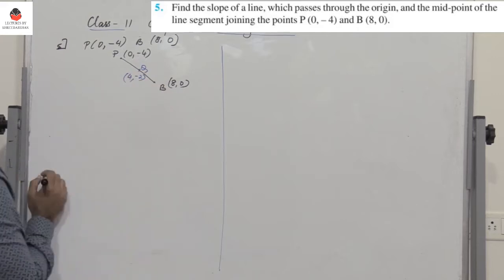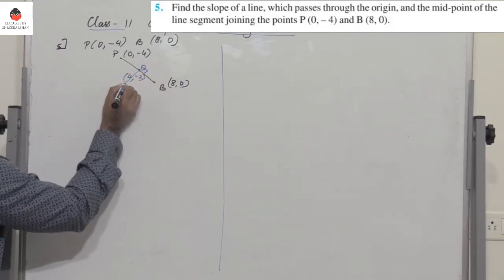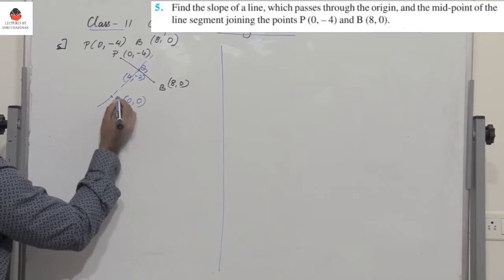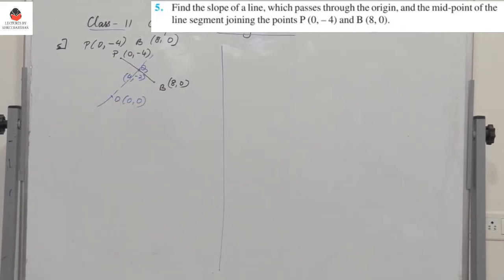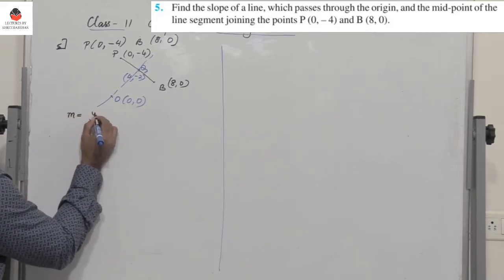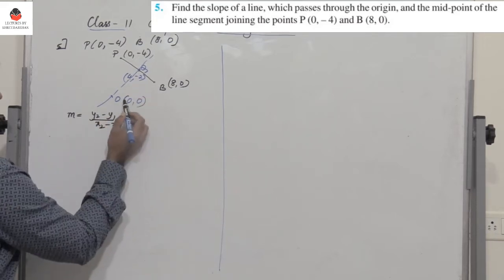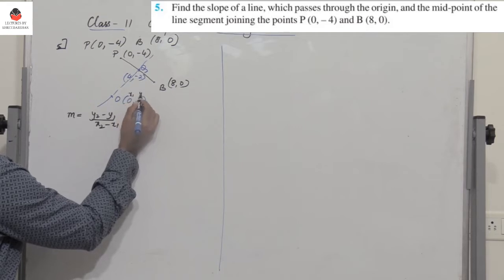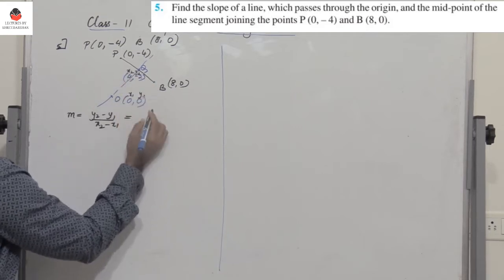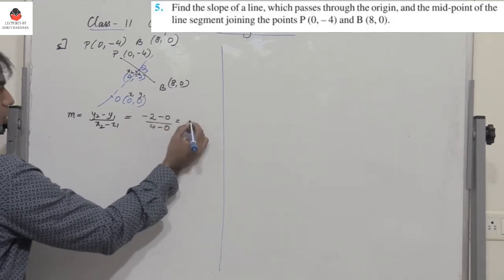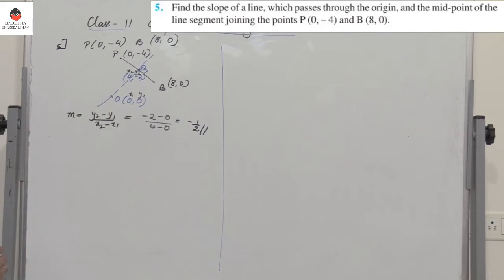So let this point be Q. And I have a line passing through Q and the origin O, 0 comma 0. So now I need to find the slope. So what is the slope? The slope M is nothing but y2 minus y1 divided by x2 minus x1. So here let this be x1, y1, and let this point be x2, y2. So you get y2 minus y1, that is minus 2 minus 0 divided by 4 minus 0, which is going to be minus 1 by 2. So the slope happens to be minus 1 by 2.